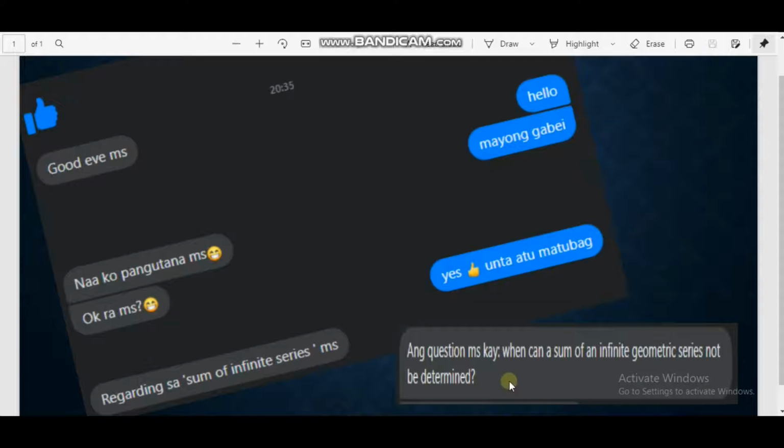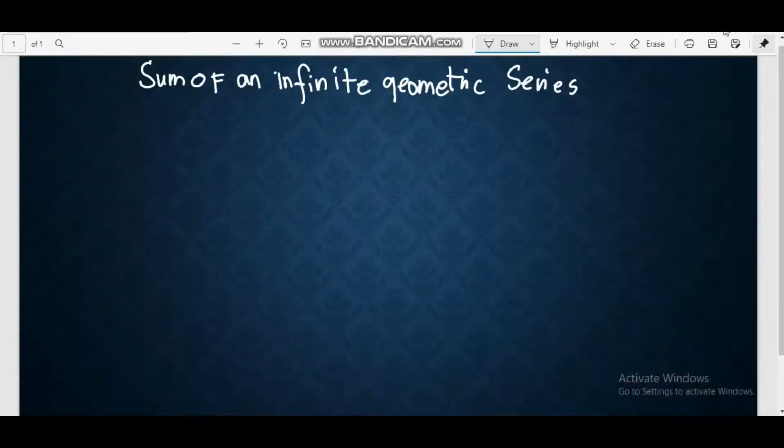So this is the question. When can a sum of an infinite geometric series not be determined? Unta ato ni siyang matubag. Okay, sum of an infinite geometric series.